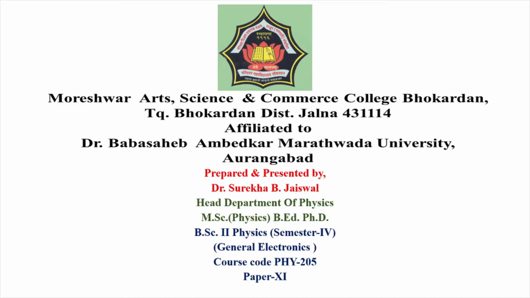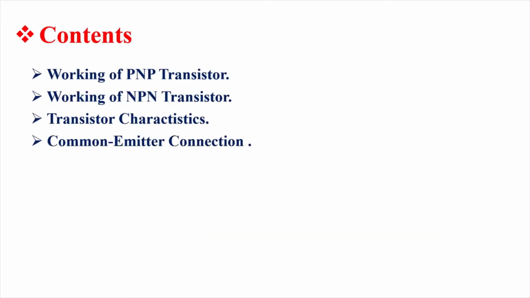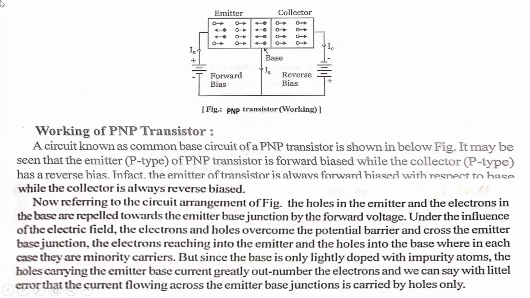Today we will see General Electronics, paper code number PHY 205, paper number 11, semester 4. Today's contents are working of PNP transistor, working of NPN transistor, transistor characteristic, common emitter connection. Now, see first, working of PNP transistor.